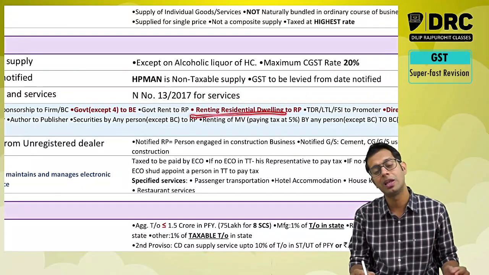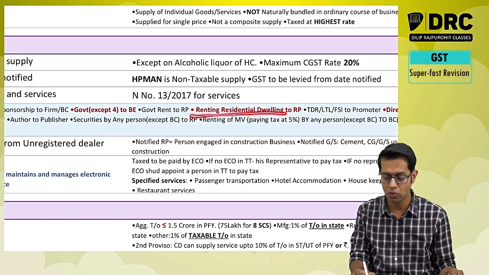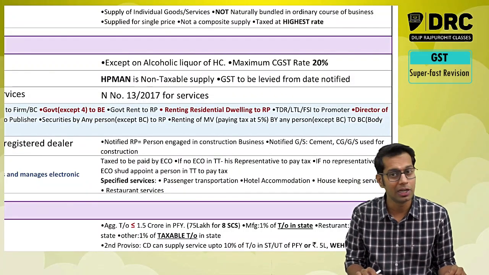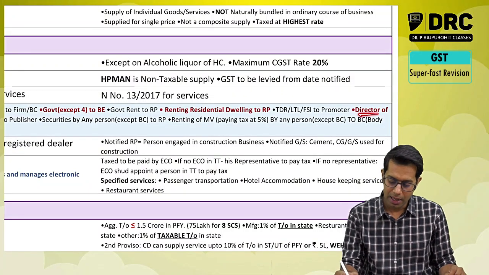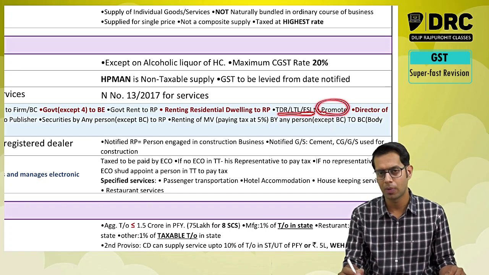Renting of residential dwelling to a registered person. The registered person will have to pay the tax under reverse charge. It does not matter for what purpose the residential dwelling is rented to the registered person. Then transfer of development rights, floor space index, long-term lease to a promoter. The promoter will have to pay the taxes.